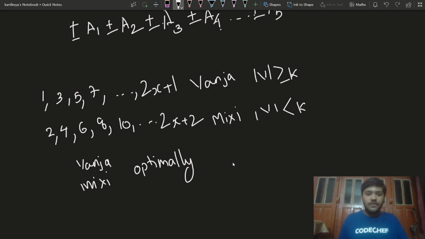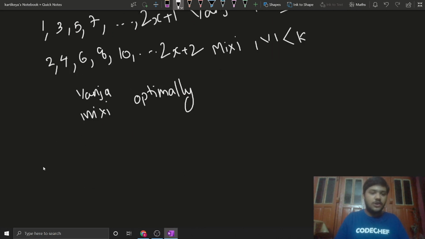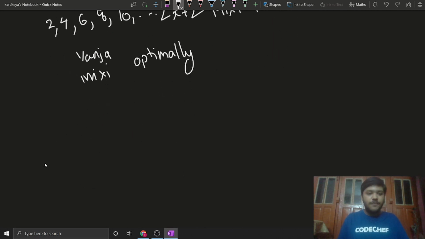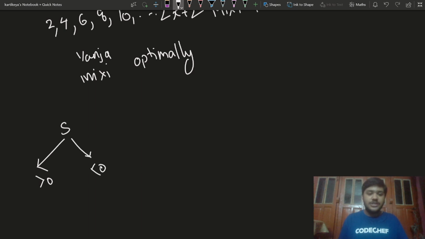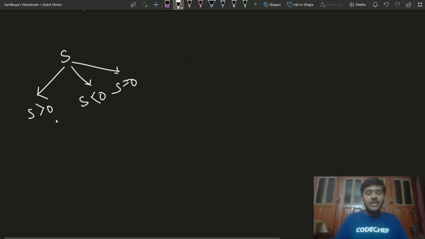So let's see what we would have done if we were Vanja or Mixi. Let's work on that. Now, suppose the current value of our expression is s. There are three cases: s is greater than 0, s is less than 0, and s is equal to 0. For each case, let's devise the optimal move of each of the players, Vanja and Mixi.